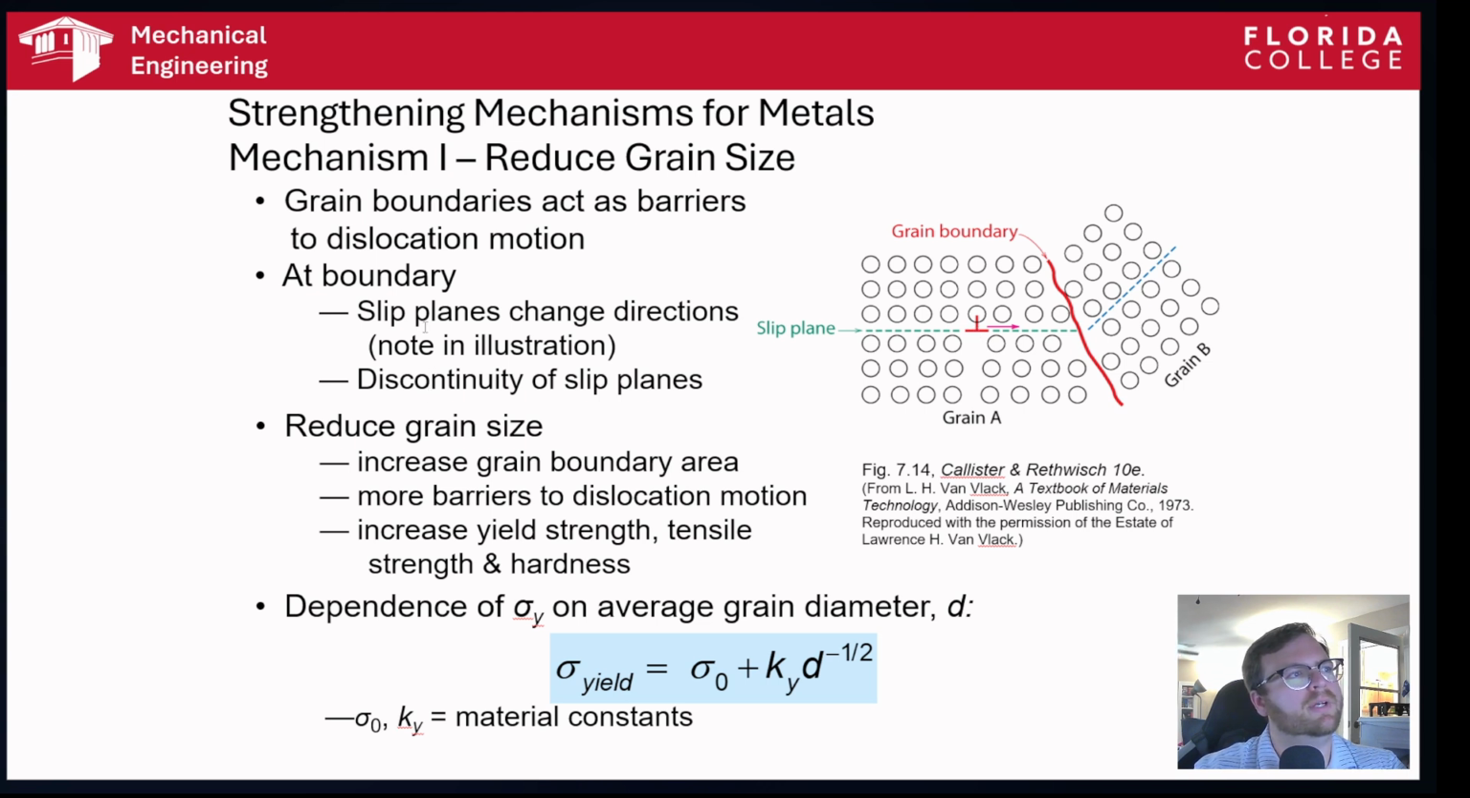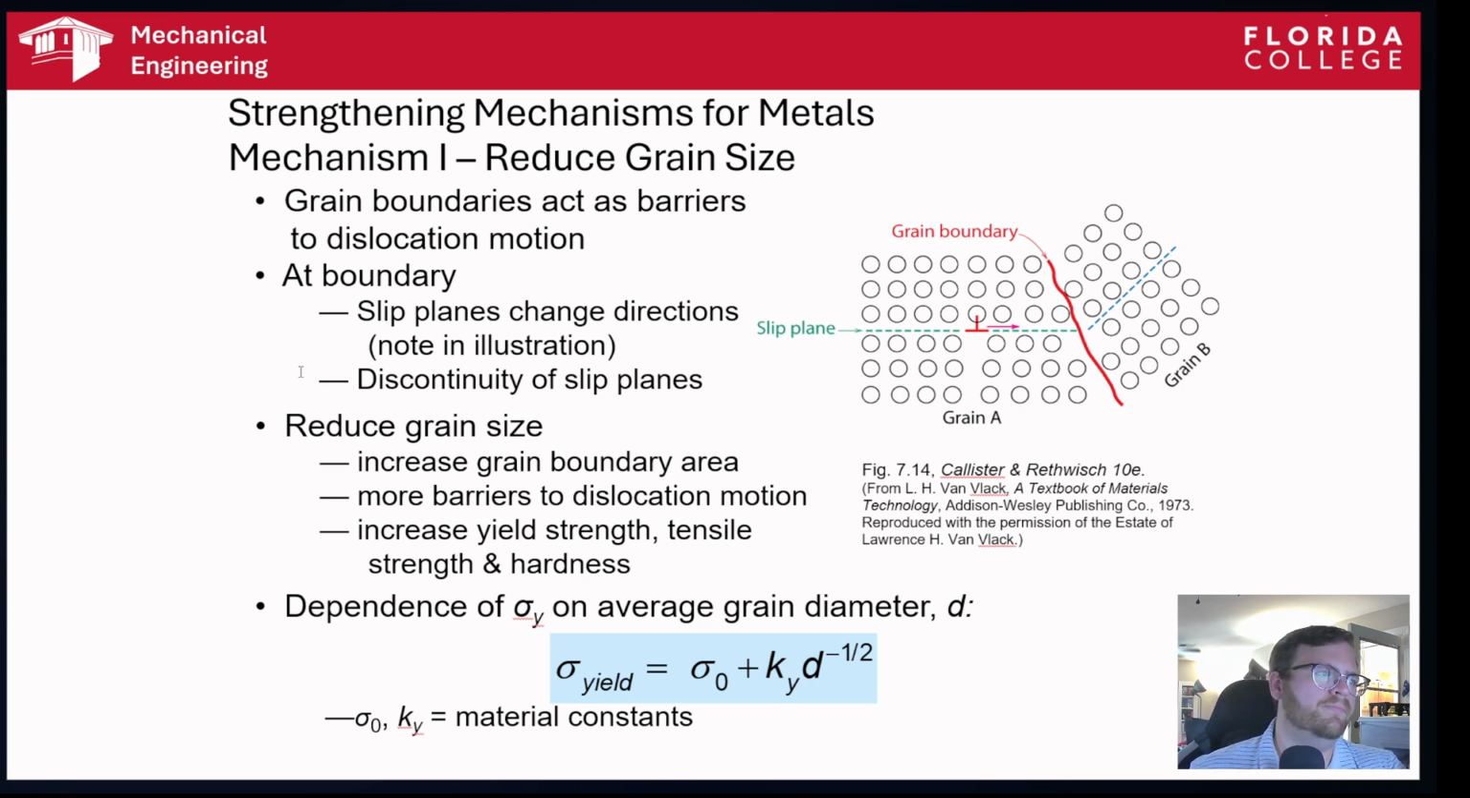So at the boundary, the slip planes change direction, and then we have a discontinuity of slip planes. And so if we can find a way to reduce the grain size, we increase the amount of grain boundaries that are present in the material, or you can think of it as the total area of grain boundaries. And this provides more barriers to dislocation motion. This increases our yield strength, tensile strength, and hardness. Okay, makes it stronger and more brittle.